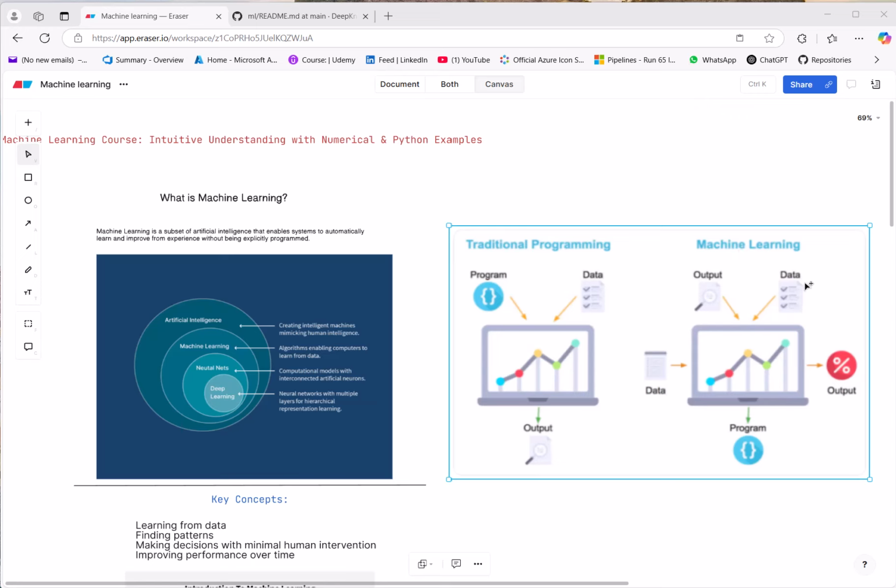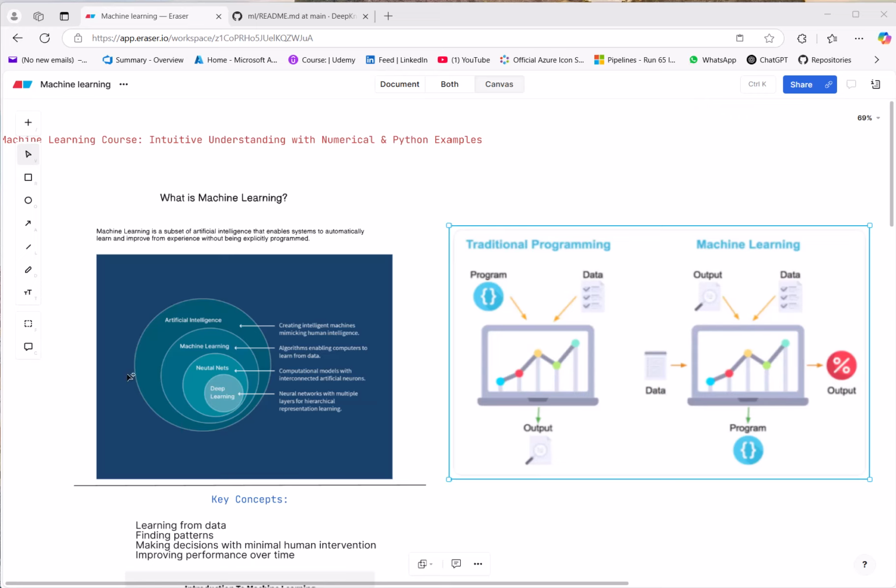And in machine learning, you have data and you have outputs, for instance in the case of classification, and this will give you a model. It's like a program. If we consider a decision tree, it's like if-else, for instance. And for testing, you have data and you use this program, the trained model, to give you the output. So this is the difference between traditional programming and machine learning.